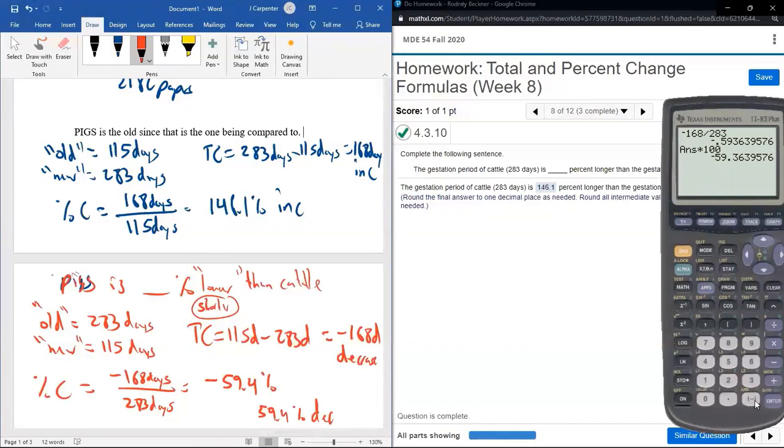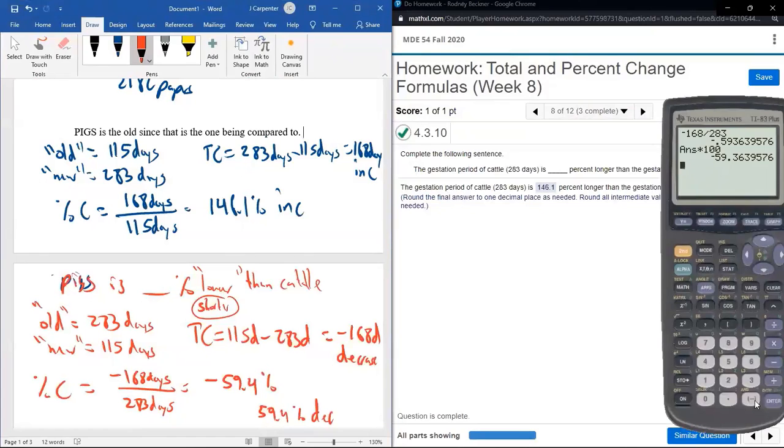So because pigs have a shorter period of gestation, that percentage is less than 100, because the other way around, cattle's longer, it's more than 100. It just depends on what you're calling the baseline. So yes, there are plenty of things in the real world where it makes sense to call one thing the old and one thing the new because it's based on time.